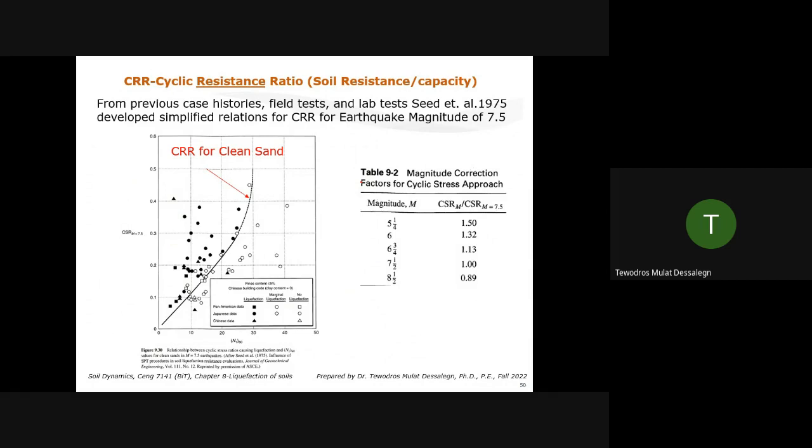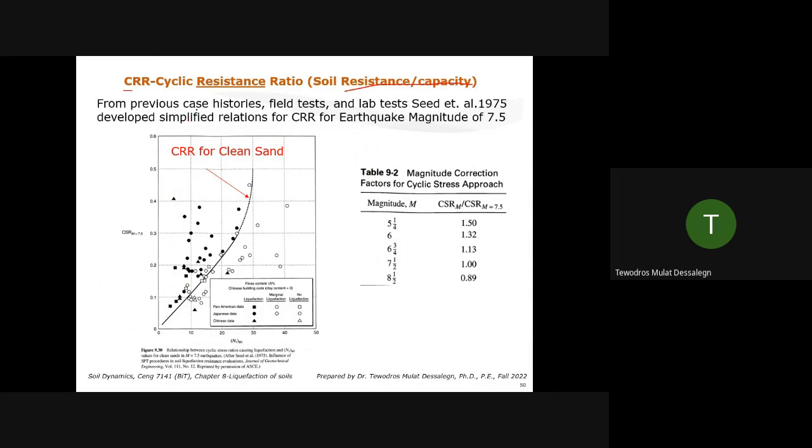Now we're coming to the CRR, the resistance part. The cyclic stress part is what you get from the seismic, the force caused in the soil by the seismic. But the soil has its own capacity. So the capacity of the soil is where we get CRR, cyclic resistance ratio, soil resistance or soil capacity. So from lab tests, they also developed the capacity of the soil, the CRR.